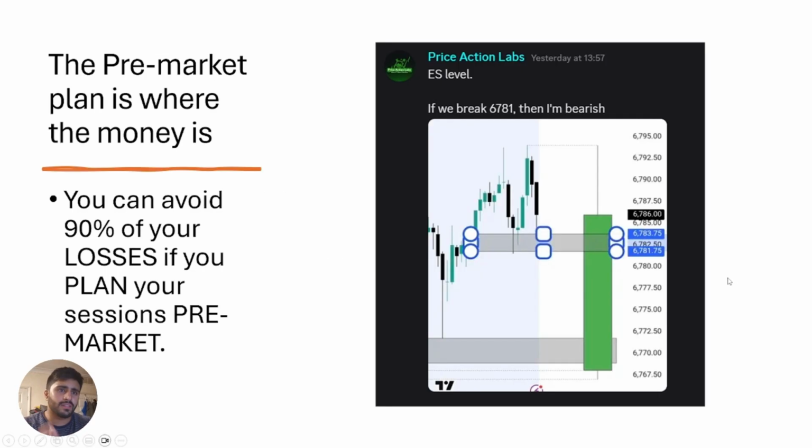Again, we want to start every single trading session with a pre-market plan. So this was the 6th of October. This is now basically 9 a.m. Eastern, or 2 p.m. UK time, and we're looking at S&P 500 futures. Specifically, we're looking at ES futures, and we want to understand where our key levels are.